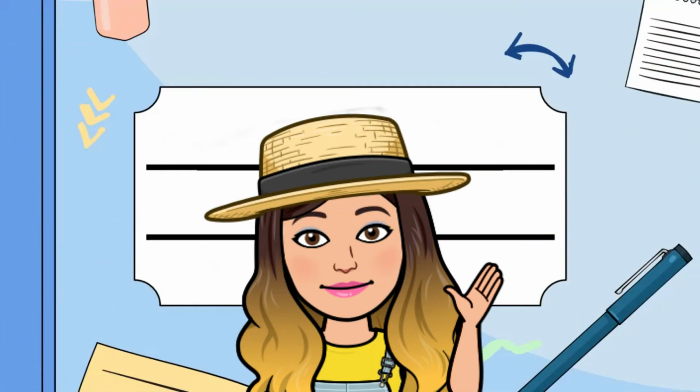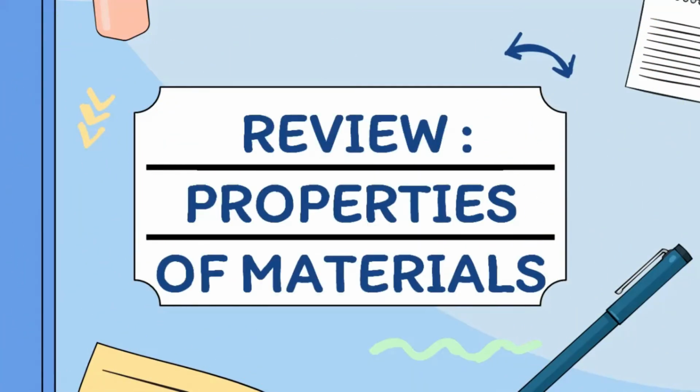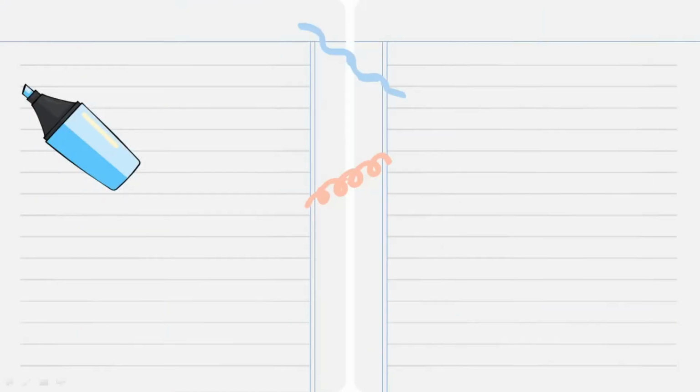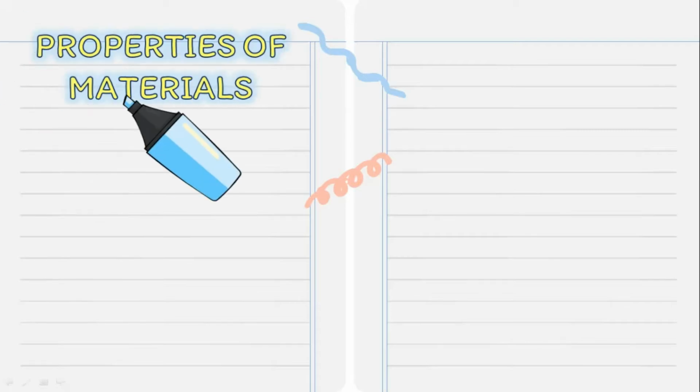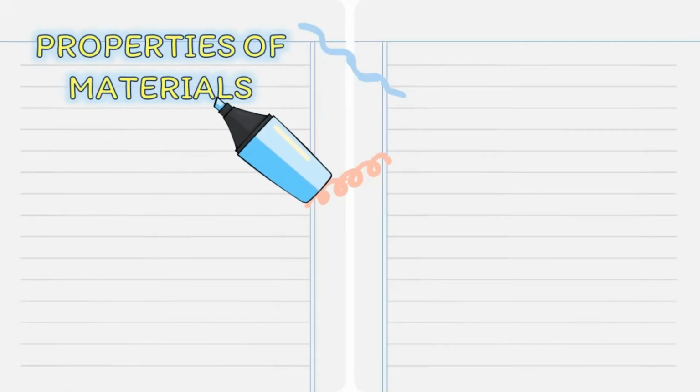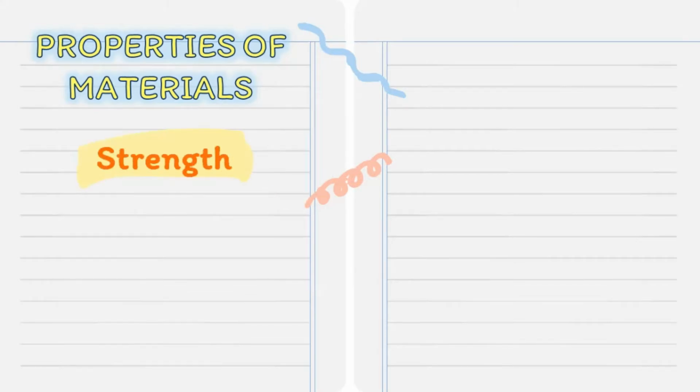Hey everyone, today we're going to review the properties of materials. Are you ready? Great. Let's start. We're going to review the different definitions of the properties of materials. Let's start with strength.